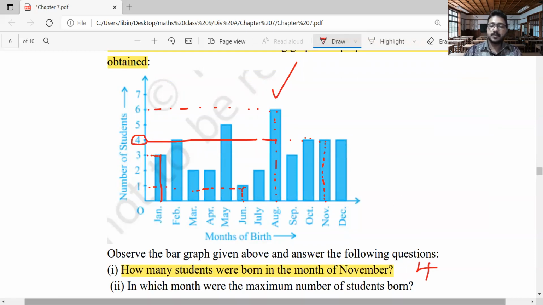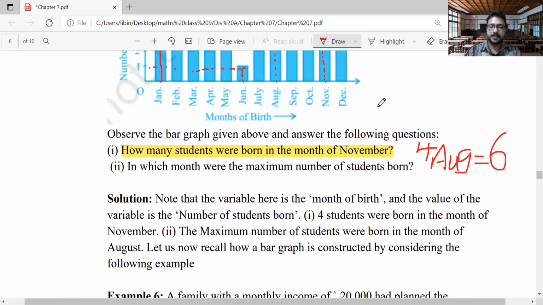Now, in which month were the maximum number of students born? Just look at the height of the bar. Just by looking at it, you can easily say, of course, it is August. And how many students were born in August? 6 students were born. Okay.